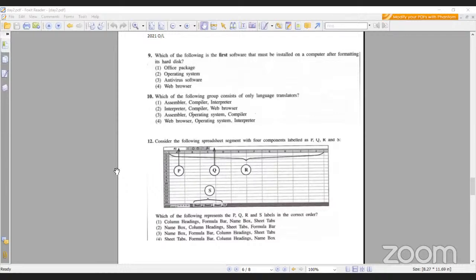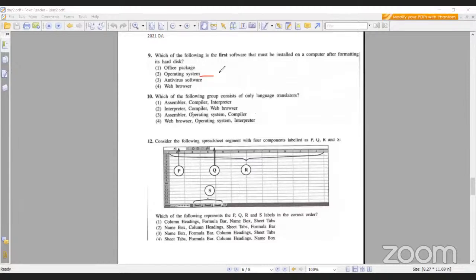Okay, MCQ 9. Which of the following is the first software that must be installed on a computer after formatting its hard disk? What you need first is the software, the operating system. Without an operating system, you cannot have other software. So you have to have the operating system.